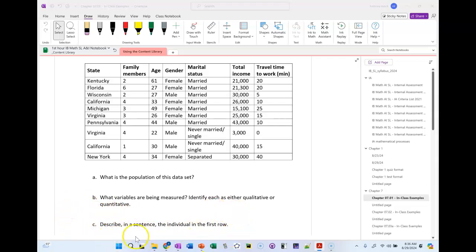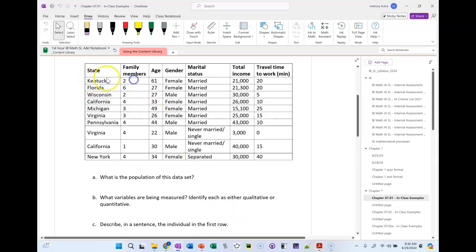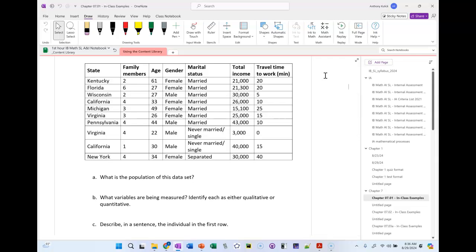So who can describe in a sentence the individual in the first row? So this fella here. Well, I guess it's a lady. Female that lives in Kentucky with 2 family members, 61 years old, married, total income 21,000, and 20 minutes to work. Yeah, that's pretty good, right? You just basically identify all the data descriptors in a sentence.